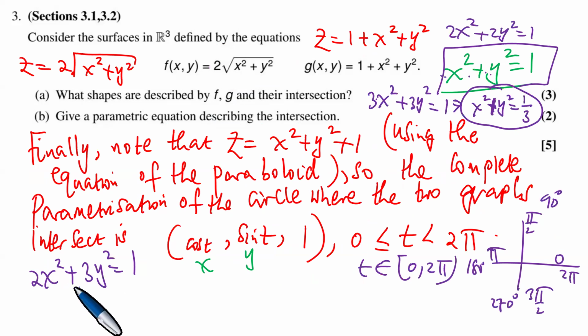But this one, for example, is a circle because the x squared and the y squared have the same coefficient. But this one is not a circle because the x squared and the y squared have different coefficients. This one has coefficient 2 and this one has coefficient 3. So this here would not be a circle. What shape will this be called? Okay, this one is called an ellipse.